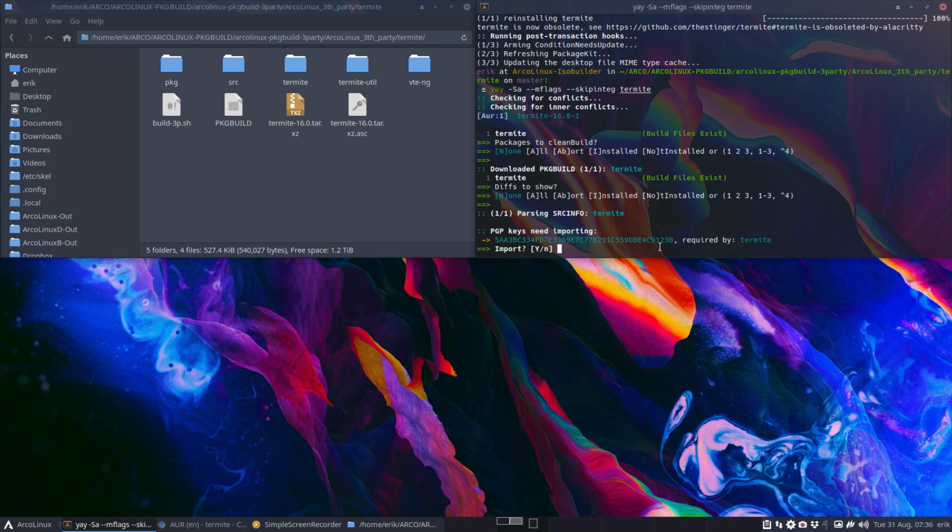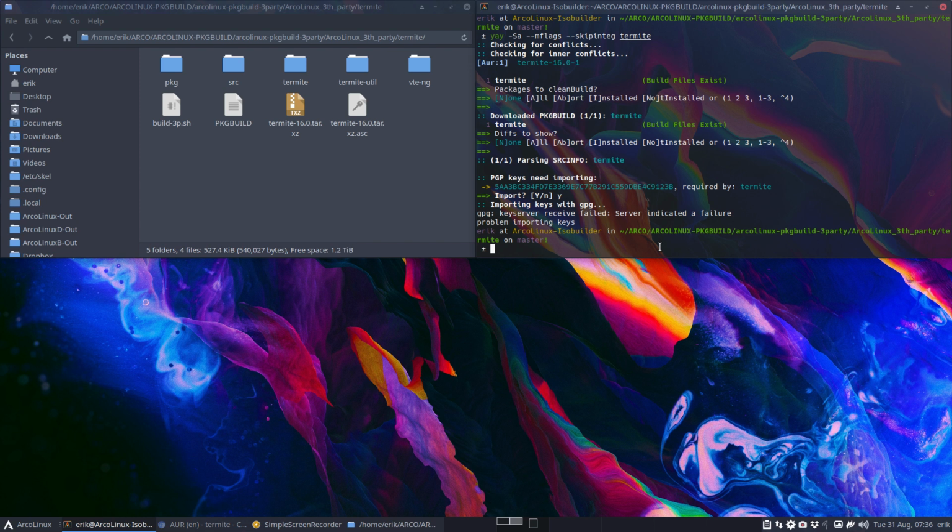And here is my help already. My key will be in there if this is successful, of course. PGP keys need importing. Required by Termite. Import, yes. Let's see. Voila. It's always the same thing with these key servers. They don't respond at this particular moment in time. It started the beginning of July and it's now the end of August. So we're already 2 months ahead with this particular issue with keys. So skip integrity.